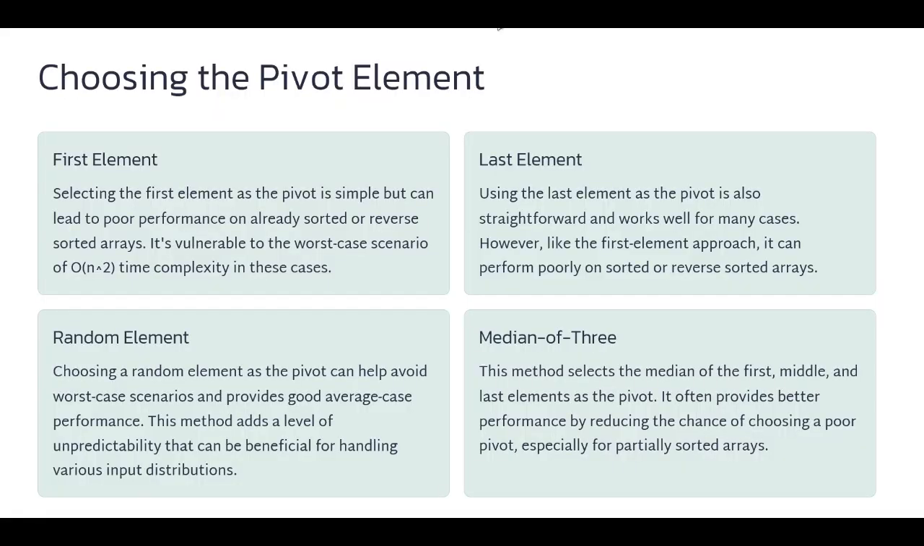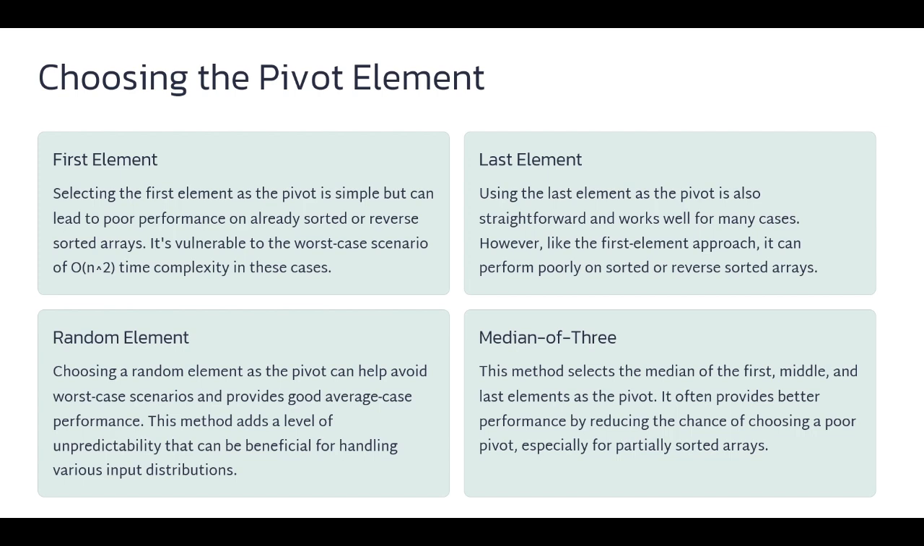First element as the pivot. If the first element is chosen as the pivot element, it can lead to poor performance on already sorted or reverse sorted arrays. It's vulnerable to the worst case scenario of O(n squared). Last element. Using the last element as the pivot is also straightforward and works well in many cases. However, like the first element approach, it can perform poorly on sorted or reverse sorted arrays. Random element. Choosing a random element as the pivot can help avoid worst case scenarios and provide good average case performance. This method also adds a level of unpredictability that can be beneficial for handling various input distributions.